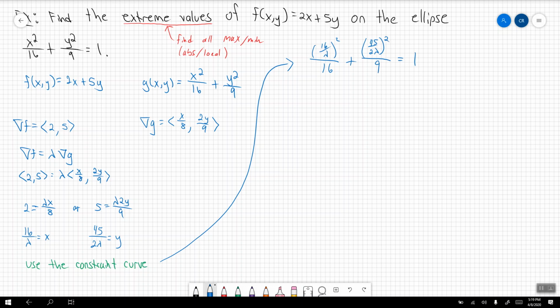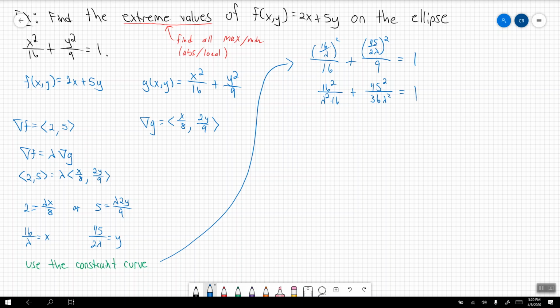Now, given all of this, we can now go ahead and solve for lambda. All right, so that's not too bad. It gets us a pretty good value. So let's go through and let's actually solve this for lambda. All right, this is going to be 16 squared divided by lambda squared times 16, plus I have 45 squared here, and that's going to be 4 times 9, that's going to get us 36, so that's going to be 36 lambda squared is all equal to 1.